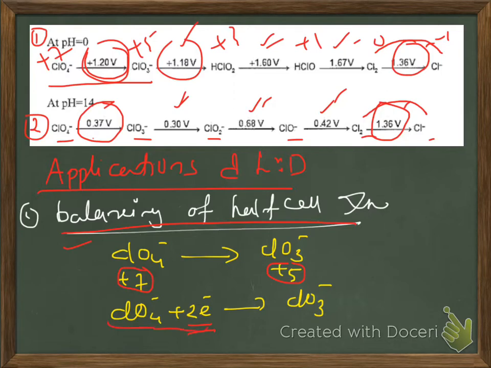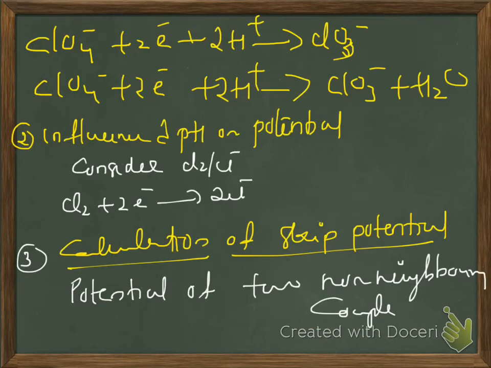Here the total charge is -3: 2 into -1, again -1, -3, while here it is only -1. So charge can be balanced by adding H+. Since it is in acidic medium, we have to use H+. In basic medium you can use OH-, but here it is acidic medium. Then ClO4- plus 2 electrons plus 2H+, then charge is balanced. 2H+ and 3-, then 1- will remain there, and here we have only 1-.